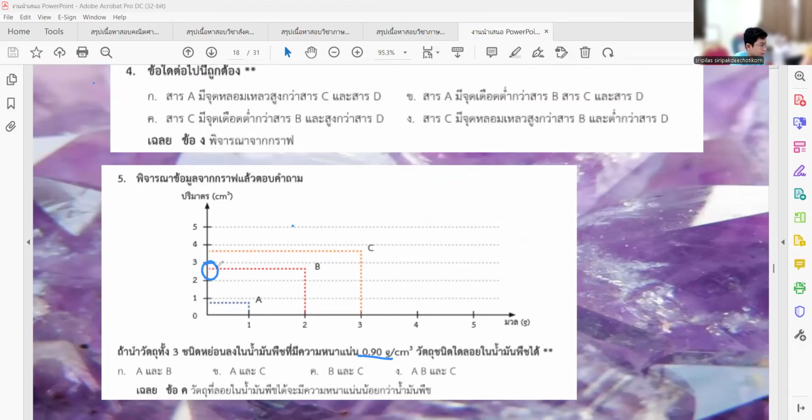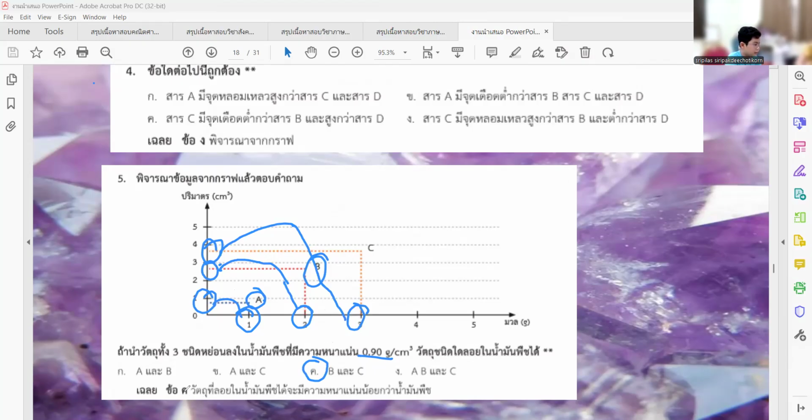This is around 2.8, and this is 2. This is 1, and this is 1. Which one is nearer? This one, B, right? Now look at C. This is around 3.8, and this is 3. Look at this, they are so near together. It's not that far apart as 1 and 1 for A. So I'm going to say B and C.